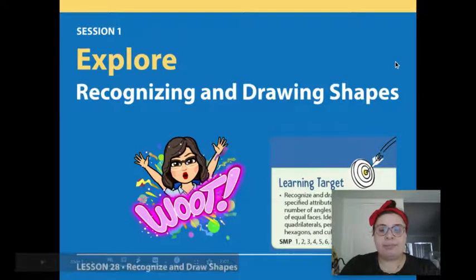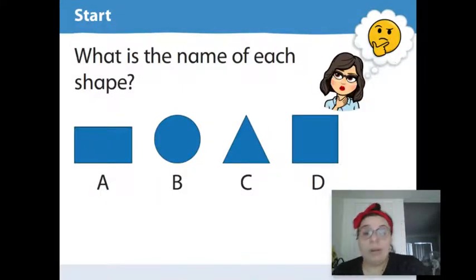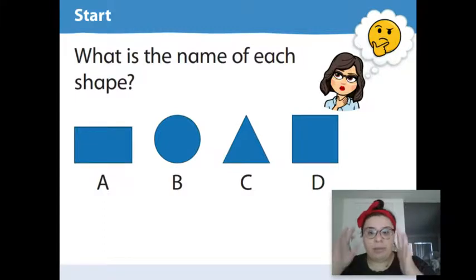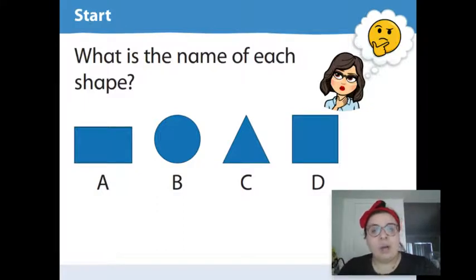All right, here we go. So let's go ahead and warm up for our lesson. I love the start problems because our brain is going to get warmed up and focused for our lesson. Let's look at A. It says start. What is the name of each shape? So we're going to look at shape A. So let's look at shape A. And shape A looks like this.